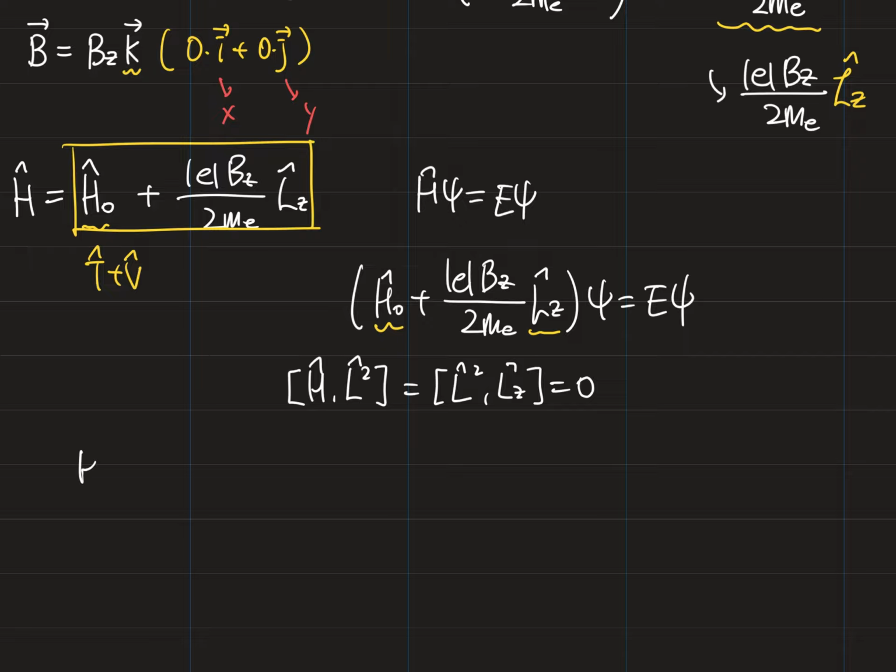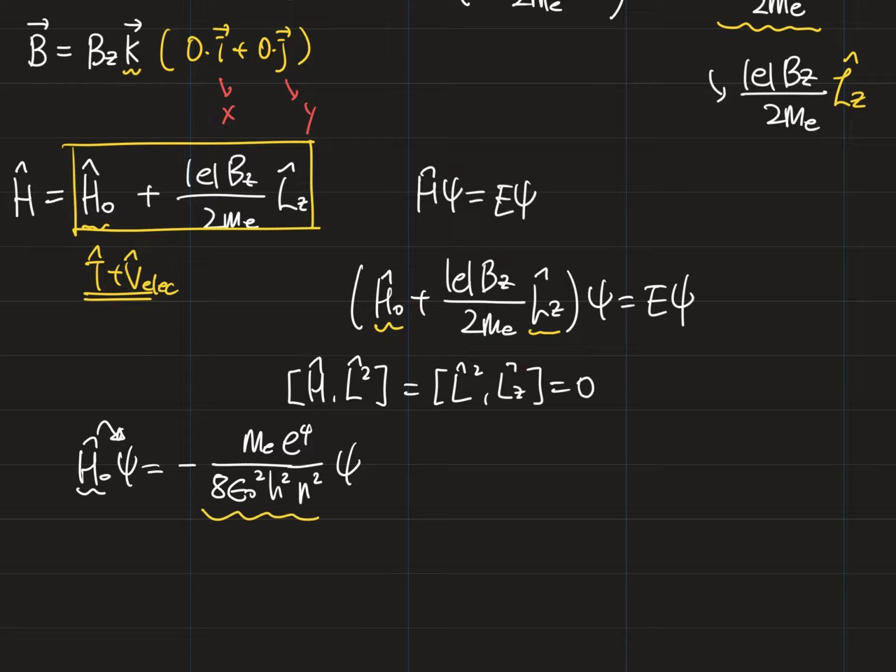So if we have to write them down separately, if you apply just the plain Hamiltonian consisting of two parts, the kinetic energy and the electrostatic, that will give you the very well-known value, minus me^4 over 8 epsilon 0 squared h squared n squared, which depends on the principal quantum number n.